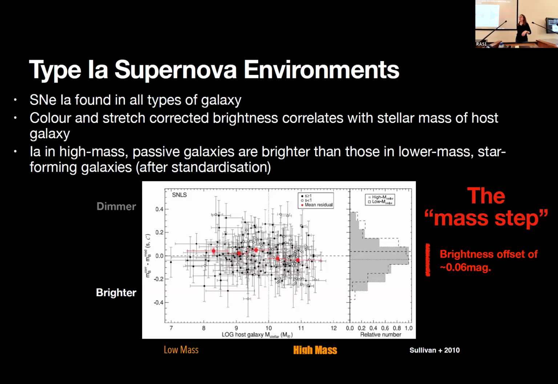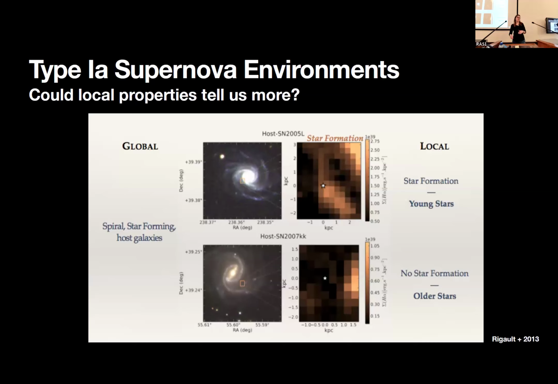So we've already seen a plot a little bit like this from Matt's talk. This is the mass step. Type Ia supernovae are found in all types of galaxy, and we know that the color and stretch-corrected brightness correlates with the stellar mass of our host galaxy, where the Ias in high mass or passive galaxies are brighter than those in lower mass star-forming galaxies, even after standardization, with this offset roughly around 0.06 mag, although this is different in other surveys.